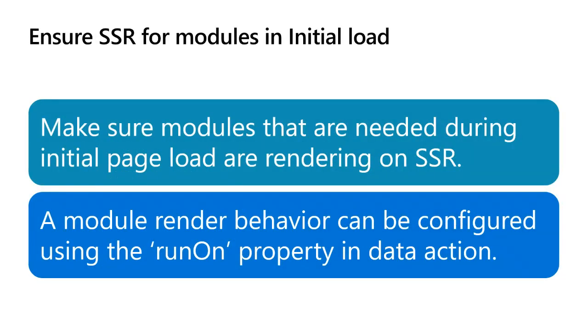The next pattern is to ensure SSR, server-side rendering, for modules that are part of the initial load. We briefly touched upon this already. If the API is performant and there is no latency, all the modules during initial load must be run on the server side. If the API latency is high and it's impacting the request latency, then defer the module to run on the client. The RunOn configuration can be set on the data action to control the module render behavior.